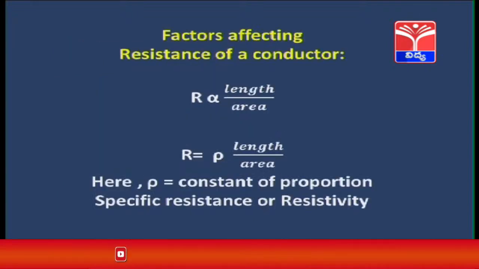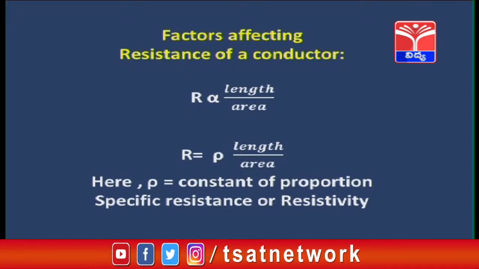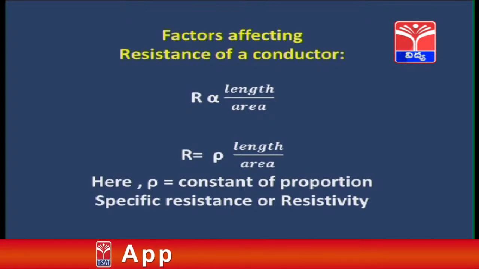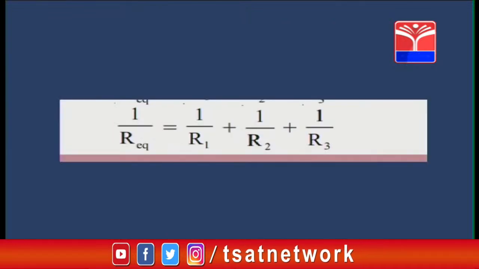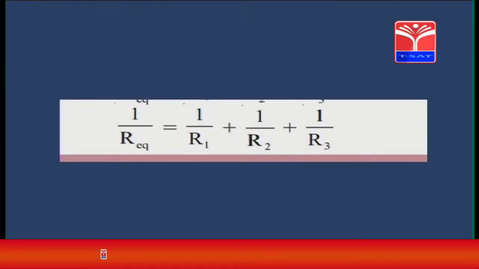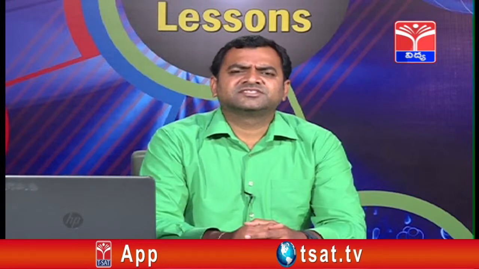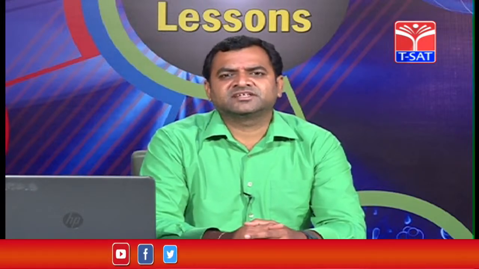So, specific resistance or resistivity. The relation between resistance and rho is given by R is equal to rho L by A, where rho is the specific resistance or resistivity. Resistors, when they are connected in series, R equivalent is equal to R1 plus R2 plus R3. When resistors are connected in parallel, 1 by R equivalent is equal to 1 by R1 plus 1 by R2 plus 1 by R3.